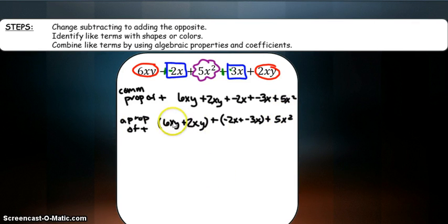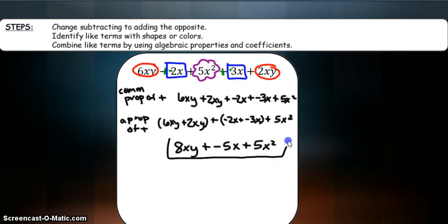Then we actually combine them. We can use the coefficients this time. We have 6xy's plus 2 more xy's. So we get 8xy plus negative 2x plus negative 3x. We're going to get negative 5x plus 5x squared. All the variable parts are different. We have an xy, an x, and an x squared. Even though they all contain an x, they're too different that we cannot combine anymore. So this is our final answer.